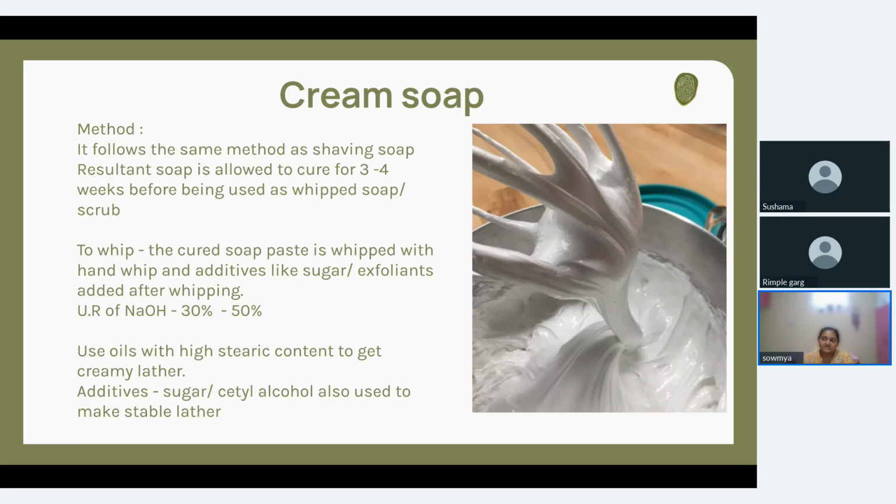And if you don't want to use stearic acid, you can go for soy flakes, the ones which you use for making candles. The same one you can use for making this kind of cream soap, and also shaving soap, because the stearic acid is important. They have to be high in amount. So if you don't want to use stearic acid, then these are the other alternatives that we can use.